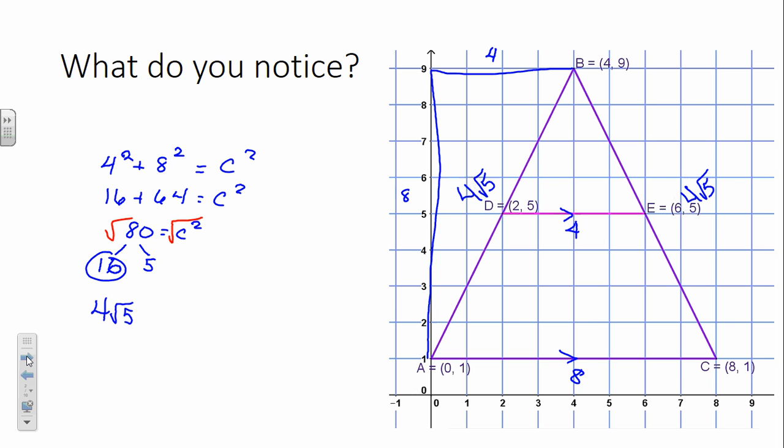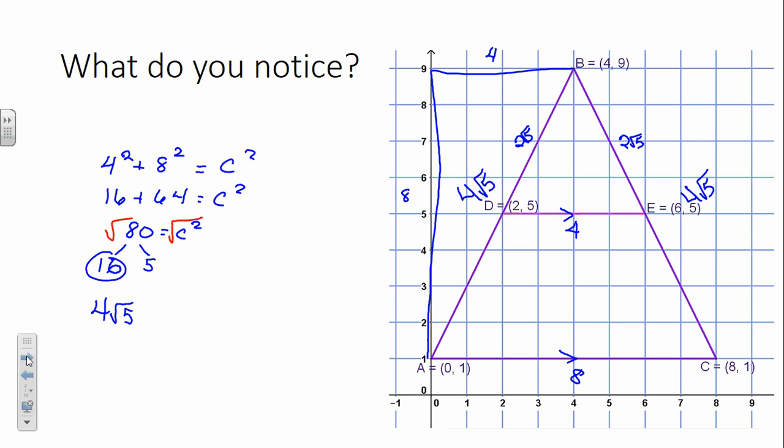Shall we check on the little one to see if it's half? Let's do it. We're going up 4 and over 2, right? That's half. So what's half of 4 square roots of 5? 2 square roots of 5.